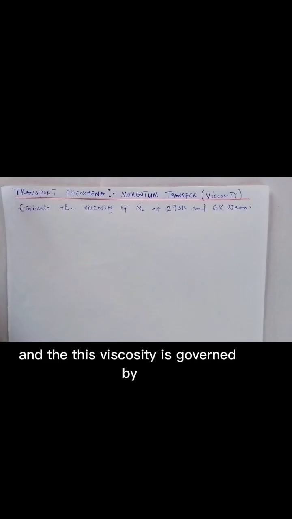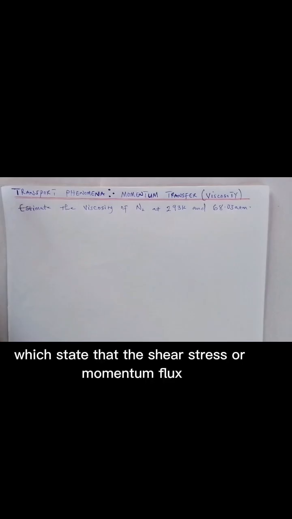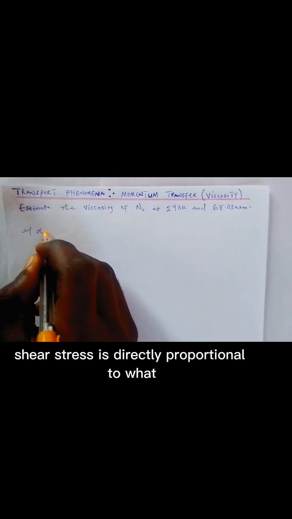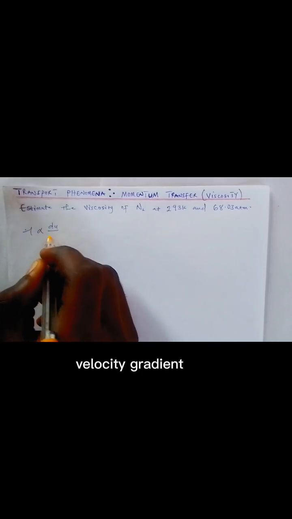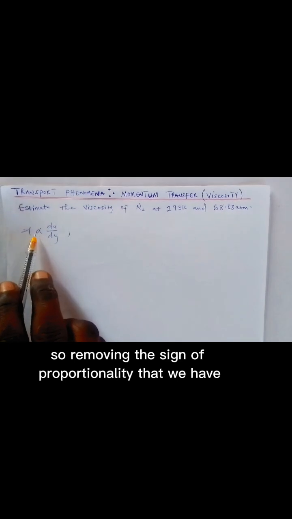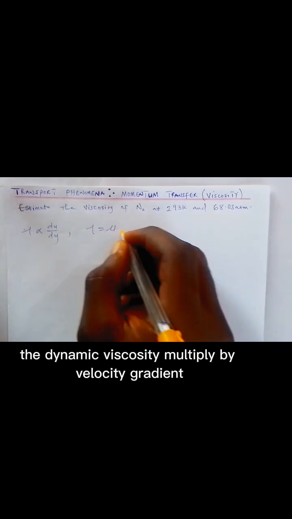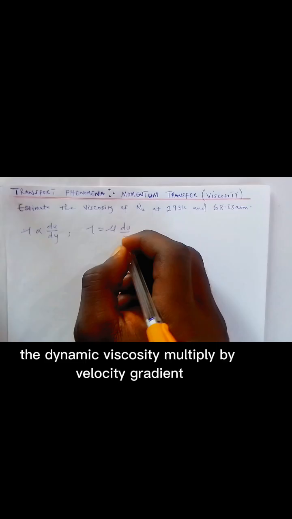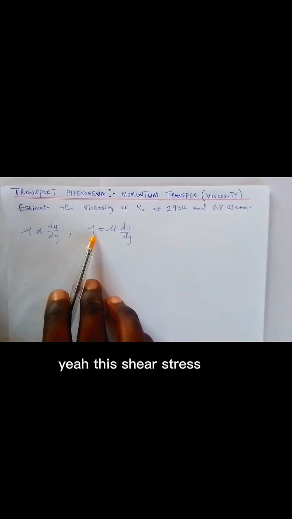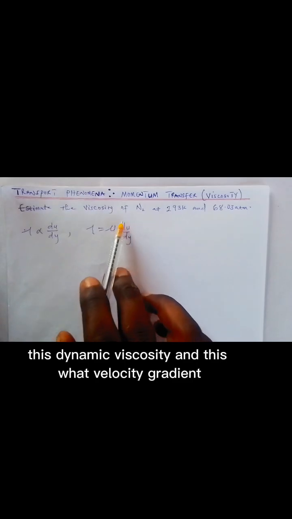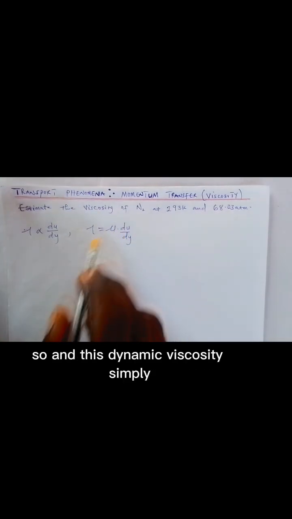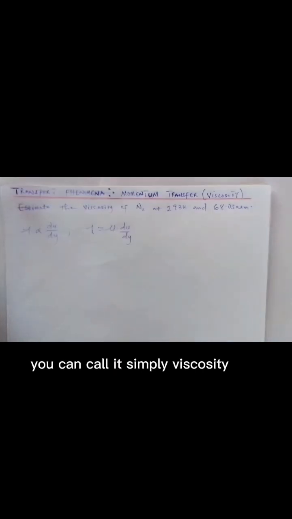And this viscosity is governed by Newton's law of viscosity. We state that the shear stress or momentum flux is directly proportional to the velocity gradient. So from here, it gave us a term: shear stress is directly proportional to what? Velocity gradient. So removing the sign of proportionality, we introduce what? Dynamic viscosity. The dynamic viscosity multiplied by velocity gradient. So this is shear stress, this is dynamic viscosity, and this is the velocity gradient. This dynamic viscosity, you can simply call it viscosity.